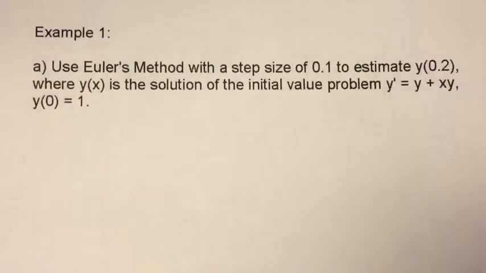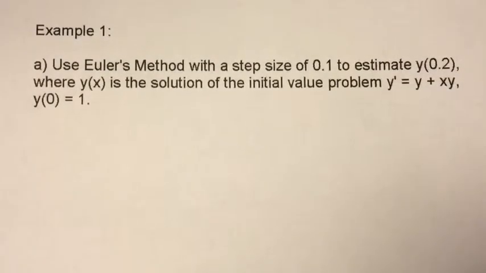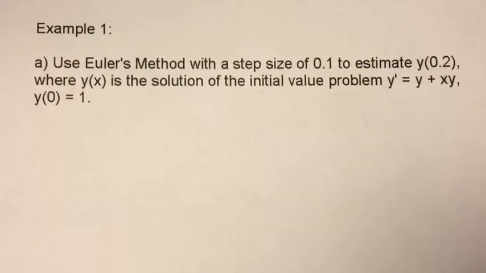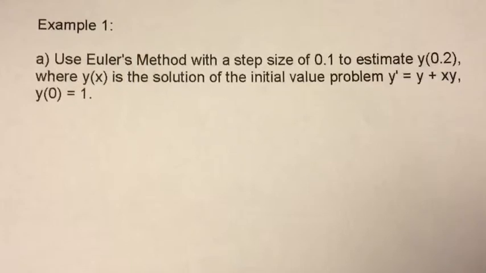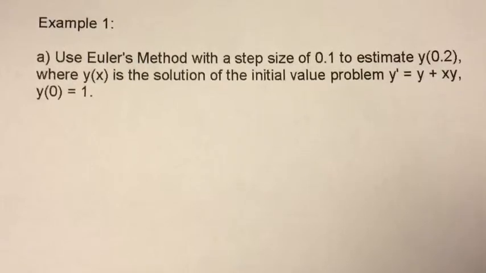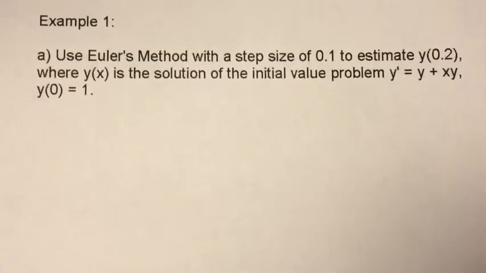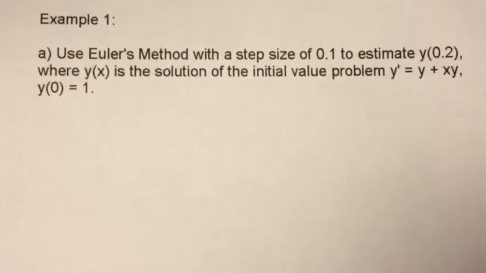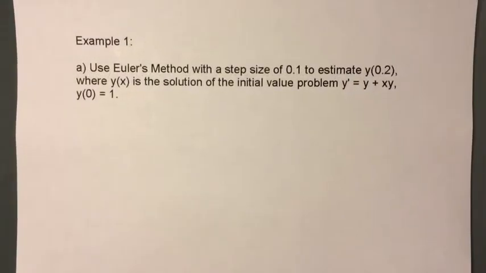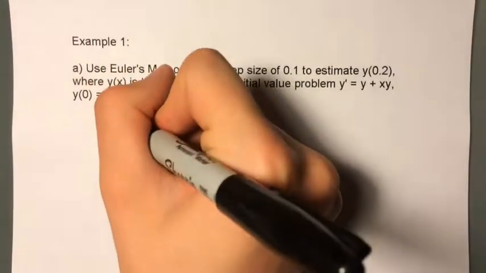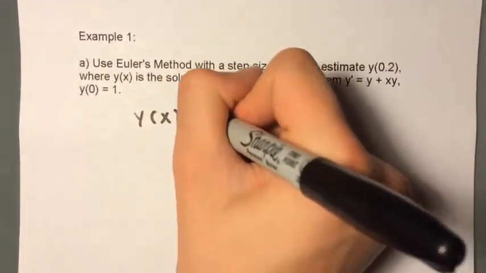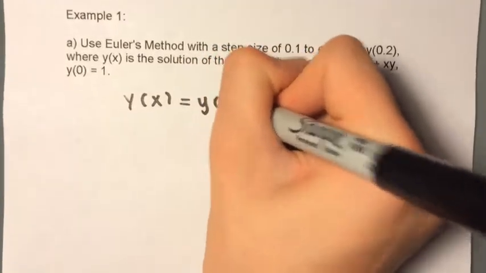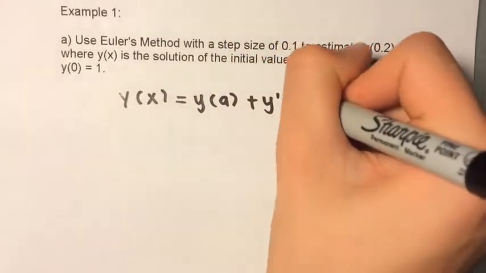Example 1 states: use Euler's method with a step size of 0.1 to estimate y of 0.2, where y of x is the solution of the initial value problem y prime equals y plus xy, y of 0 equals 1. First, we start off with the equation for all Euler's method problems. Y of x equals y of a plus y prime of a times x minus a, where x minus a is the step size.